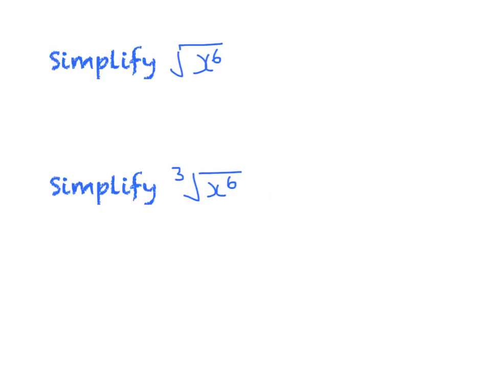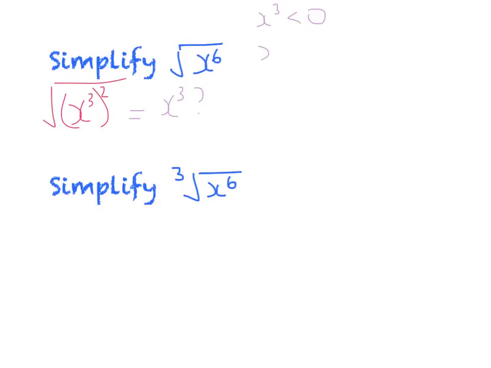Simplify the square root of x to the sixth. We can rewrite x to the sixth as x cubed squared. Now at this point, we might be tempted to say that this equals just x cubed. But let's think about this for a second. What if x cubed was negative?